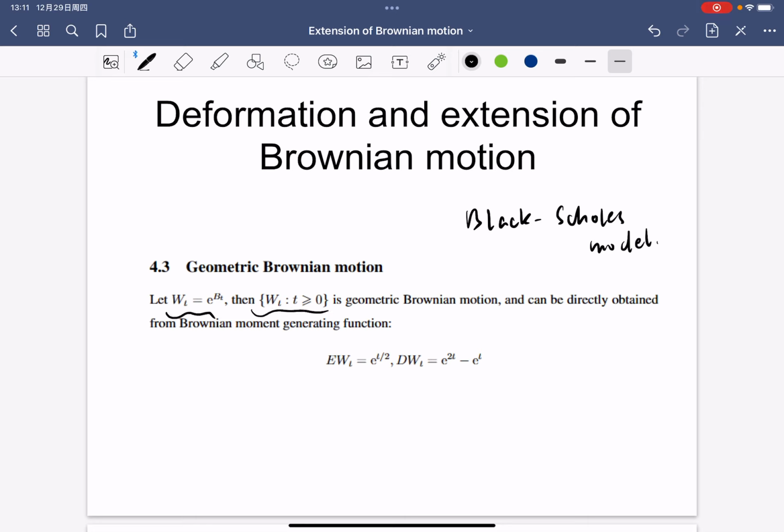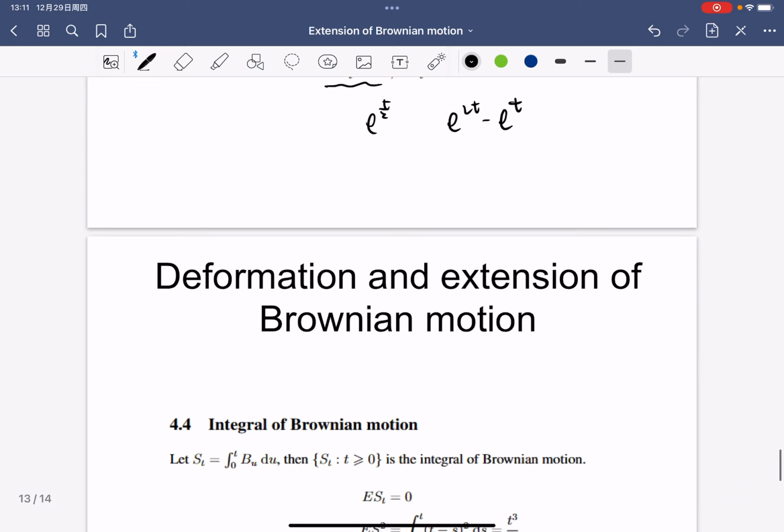It is a geometric Brownian motion and can be directly obtained from the Brownian motion moment generating function e to the power of t over 2 and 2t minus e to the power of t.